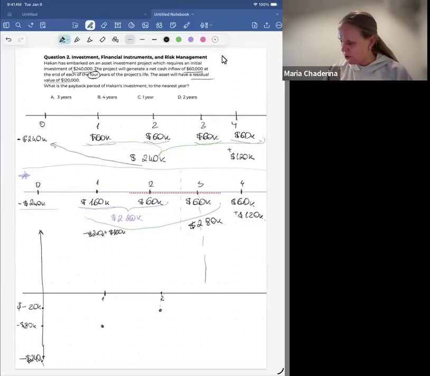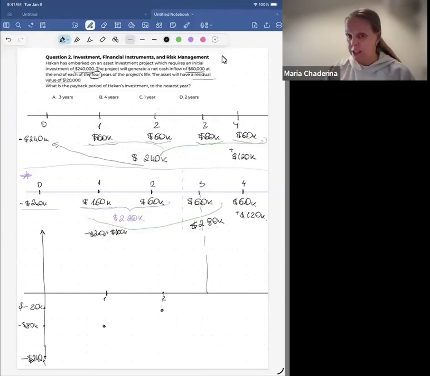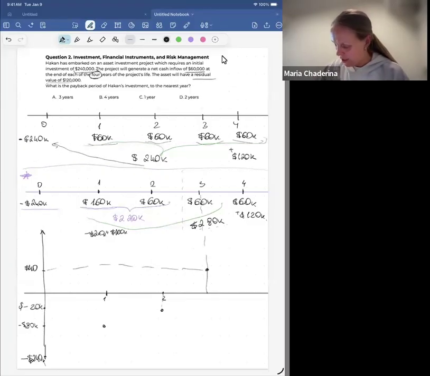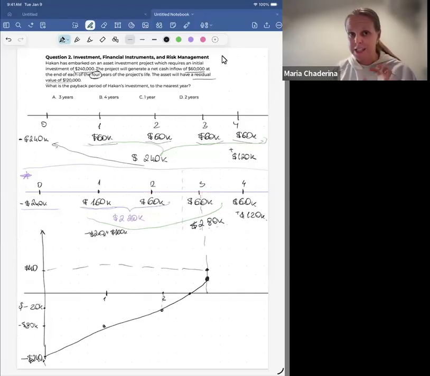At the end of the third year, I am going to be at 280 total, 280 minus 240. So I'm going to have an extra 40. So I am going to be at the 40,000 with the plus. So this is where I will end up. If I connect those three dots, ideally, this should be a straight line. Pardon my drawings, but that straight line crosses zero. So that's the number we are after. That's the exact payback period.